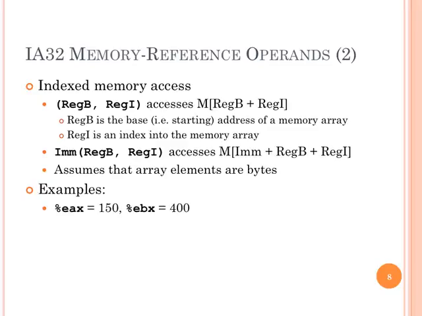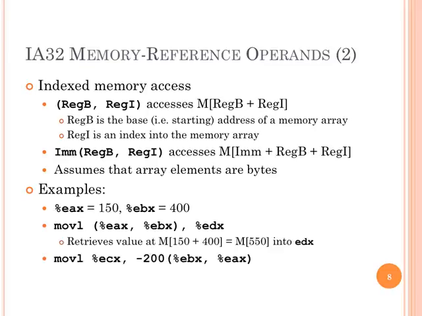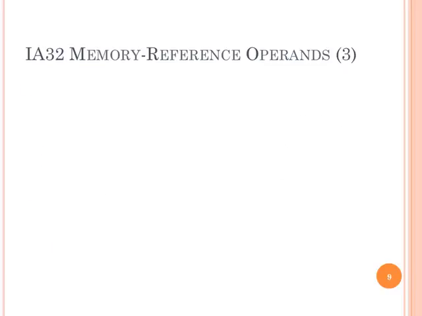Here's a few examples just to quiz you, see if you get it. EAX is 150, EBX is 400. What memory address are we accessing here? Really easy, right? 550. We just add the two together. Now -200(%ebx,%eax): you see, this time it's 400 plus 150 minus 200. So if it was 550 before, then now it's 350. Pretty straightforward. Any questions? Even though we have a lot of stuff to cover, I want to make sure you guys get this, because it is going to be so important as we get into all of this stuff.